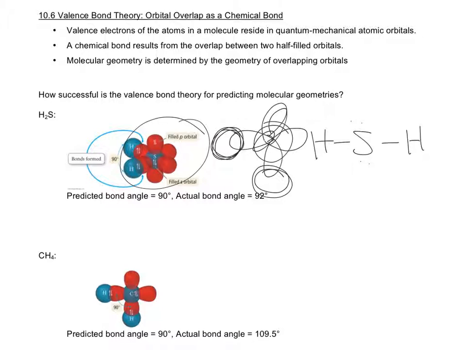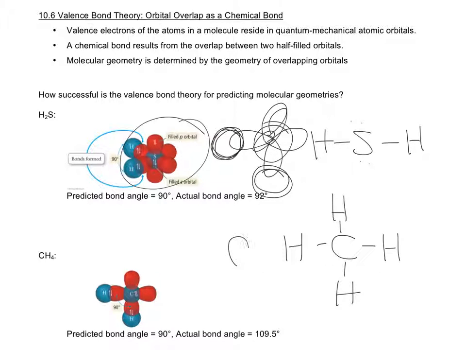So that's actually not so bad in terms of prediction. But now let's look at a molecule like methane. For methane, we have carbon, which has four hydrogens around it. Each of the valence electrons would be in a p orbital, and each of the hydrogens would have an s orbital with one electron in it.